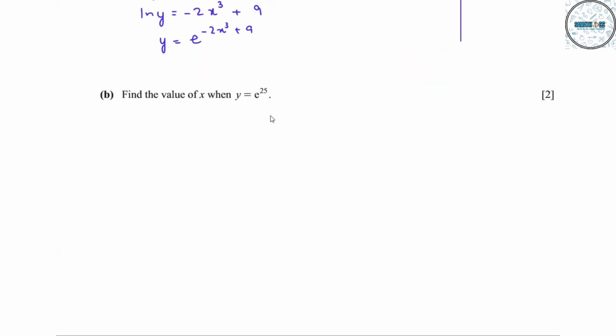Part B, find the value of x when y is equal to e power 25. So we will substitute e power 25 in the equation we have got in the previous part. On both sides, e is a base, so we can cancel out the bases and equate the powers. If the bases are the same, powers are equal. Now we can solve it.